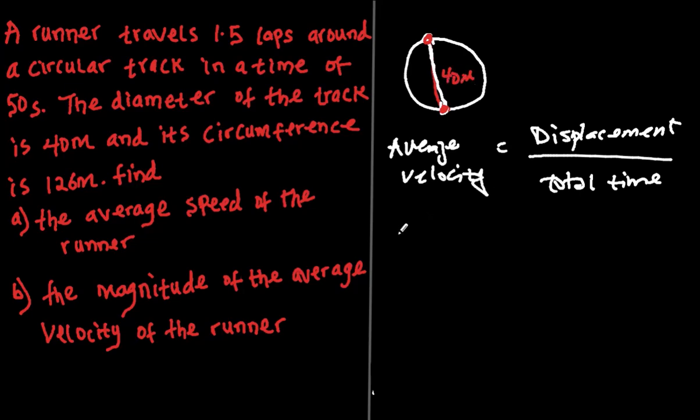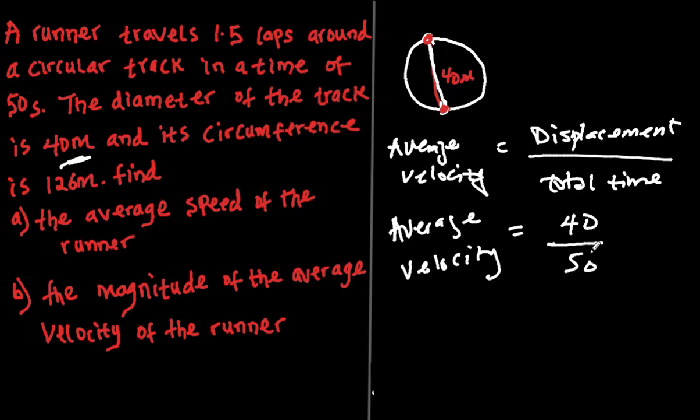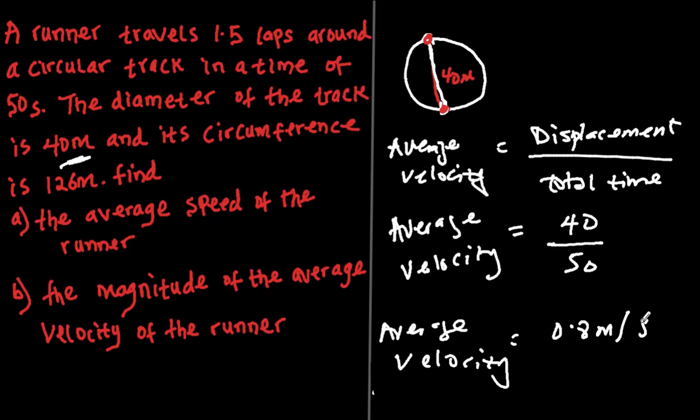And then we are graciously given the diameter. The diameter is given as 40 meters, and that diameter is going to be our displacement. So our displacement is 40 over the total time taken, which is 50. So 40 over 50 gives us 0.8. So the average velocity is equal to 0.8 meters per second. So that's what differentiates displacement from distance, and velocity from speed. All right, so that's good.